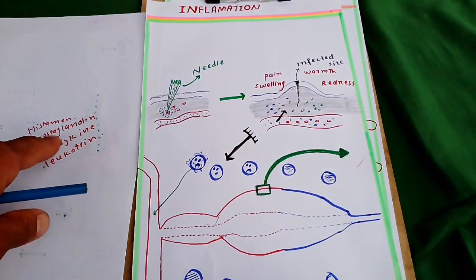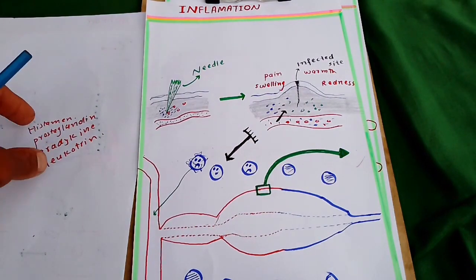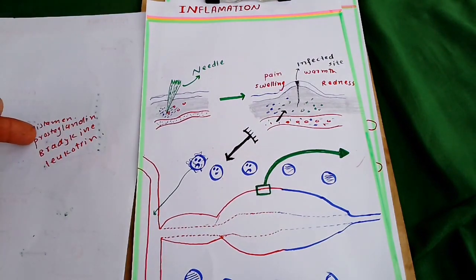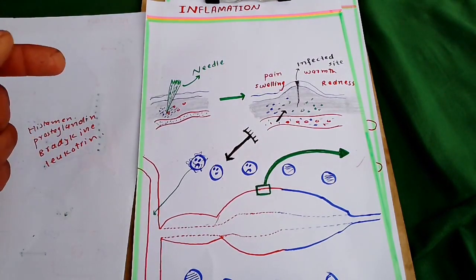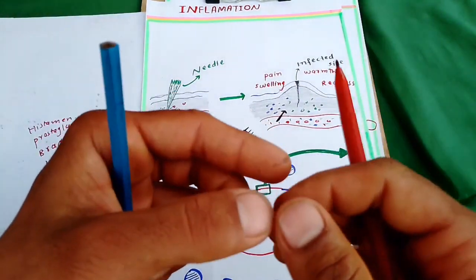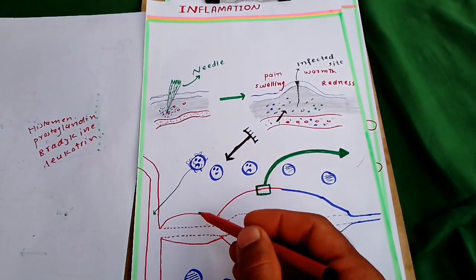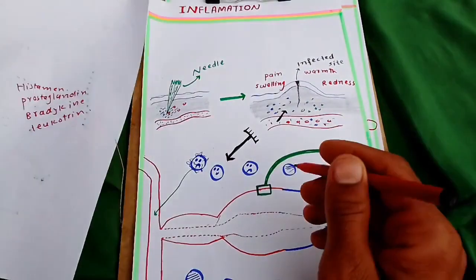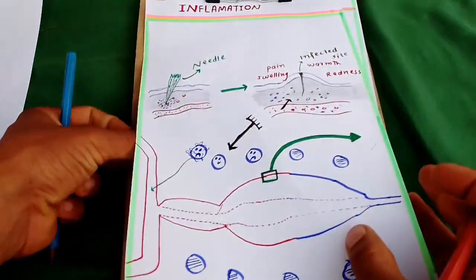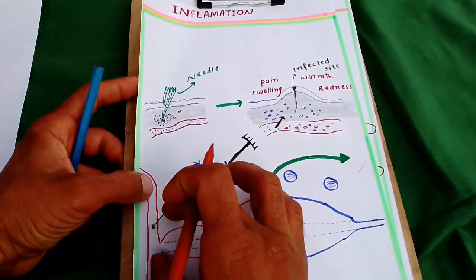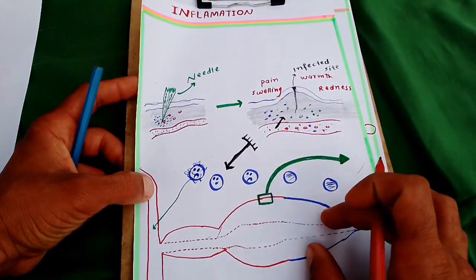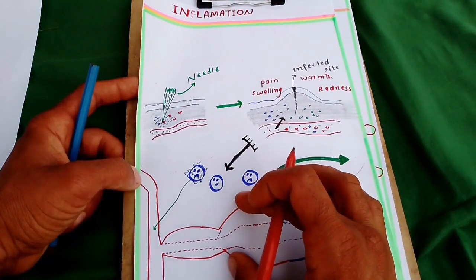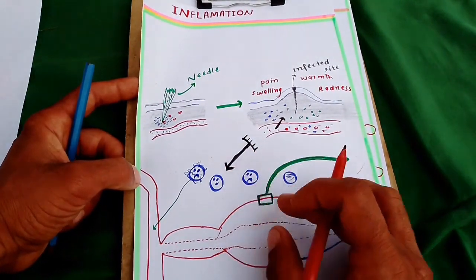What is prostaglandin? Prostaglandin, bradykinin, and leukotriene are all vasodilators. These all dilate the blood vessel. But prostaglandin and histamine also cause endothelial cell contraction. As we know, the blood vessel is made from cells. When the blood vessel dilates, more blood comes here, and this whole area becomes dilated due to histamine, prostaglandin, bradykinin, and leukotriene.